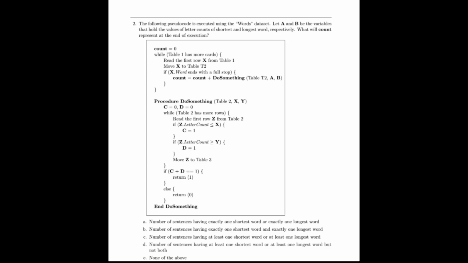So we can say that count will represent the number of sentences having at least one shortest word or at least one longest word, but not both, because if we take both the values of C and D as 1, it will give us value 2 and it will return value 0 and count will remain 0 only. So the correct answer is option 3.